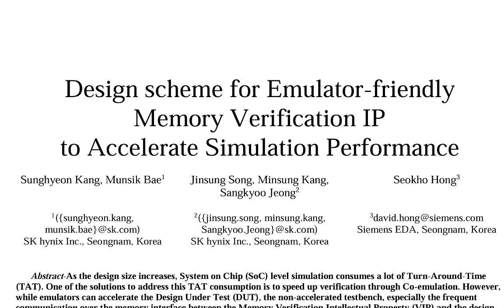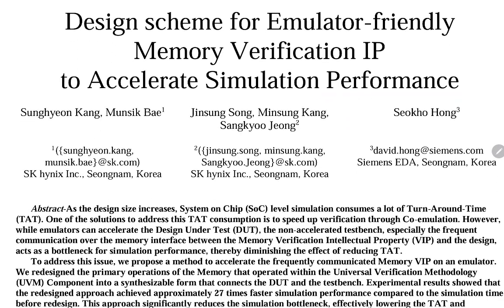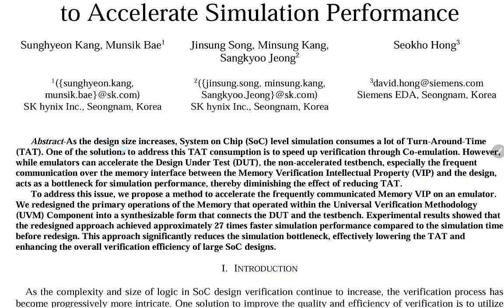Design scheme for emulator-friendly emulation verification IP to accelerate simulation performance. The solution as the design size increases, system-on-a-chip (SoC) level simulation consumed a lot of time, a lot of turnaround time (TAT). So one of the ways to address this TAT consumption and speed up the verification is through co-emulation.